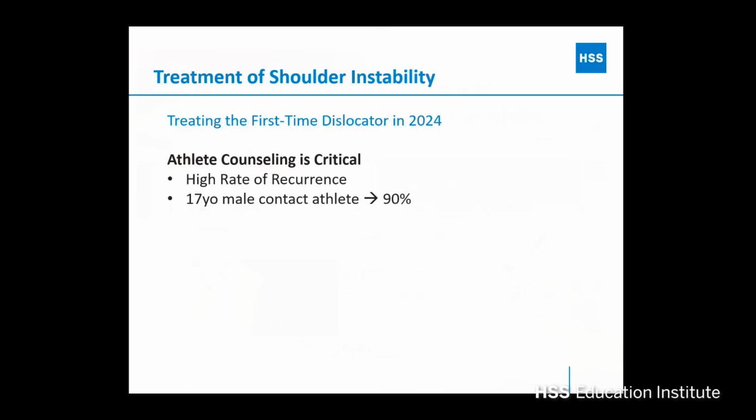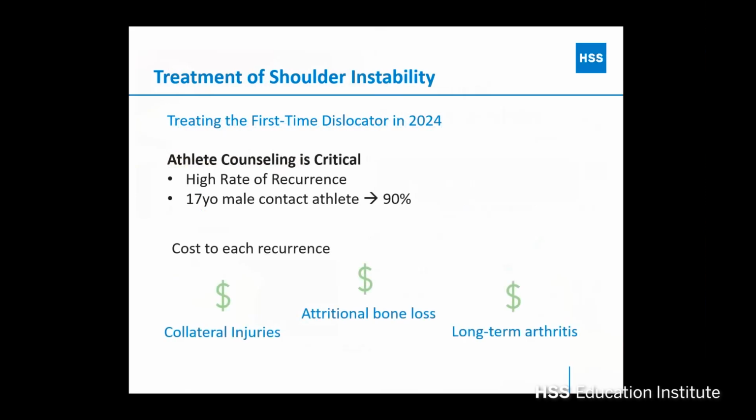But it's important to note that counseling the athlete is critical following a shoulder dislocation. There is an extremely high rate of recurrence. So 17-year-old male contact athletes, just like the athletes that were playing in the Long Island, in the New York State tournament this past weekend, have a 90% chance of recurrent dislocation. And there's a cost to each recurrence. There are other injuries that can happen in the shoulder. You can get bone loss from the friction of the bones rubbing up against one another. And just like with ACL injuries, there's a higher risk of long-term arthritis.